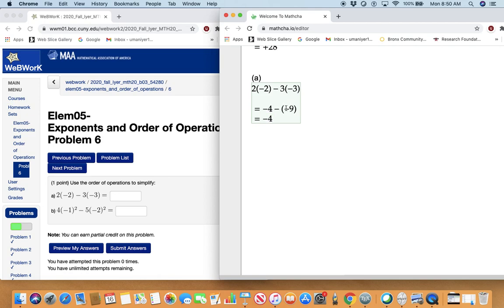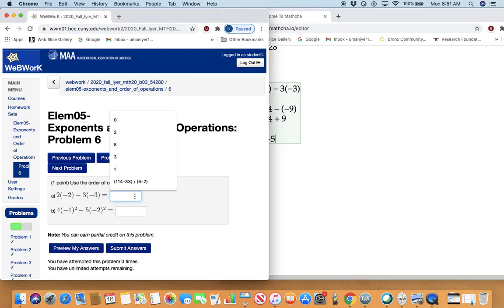Negative 4, plus 9. Okay. Some people simply multiply negative 3 with negative 3 to give you plus 9, and that's fine. Okay, negative 4 plus 9. Well, that 9 has a bigger magnitude, so it's going to be a positive, and the difference of those 5. All right, so that's a plus 5.